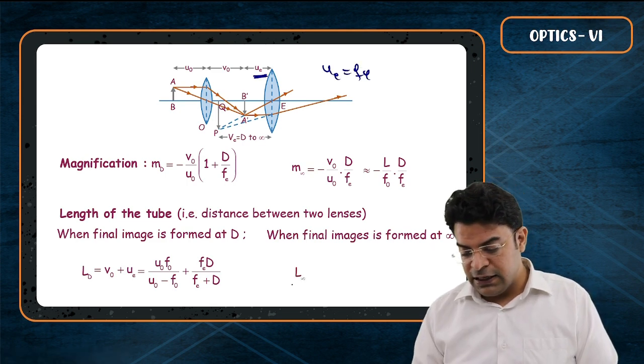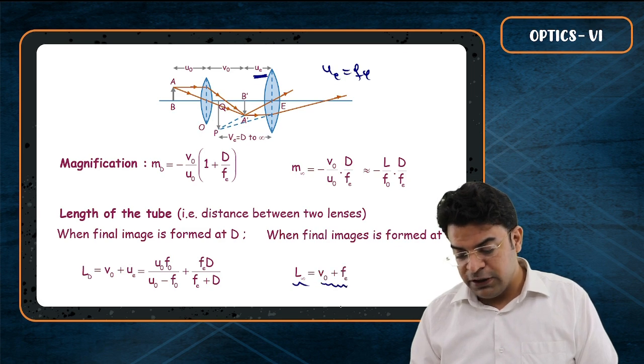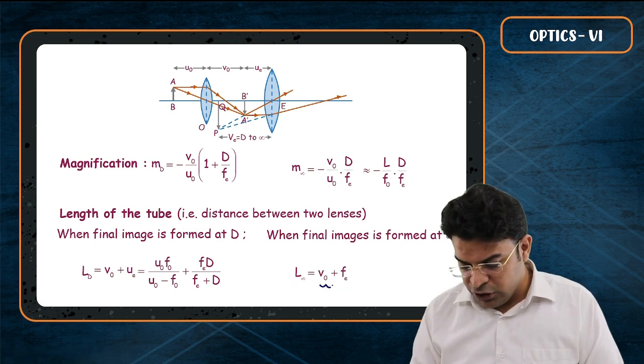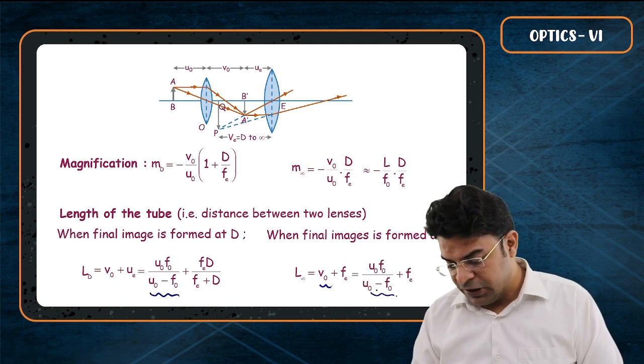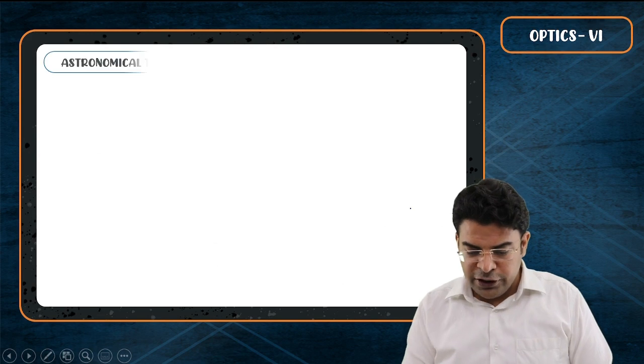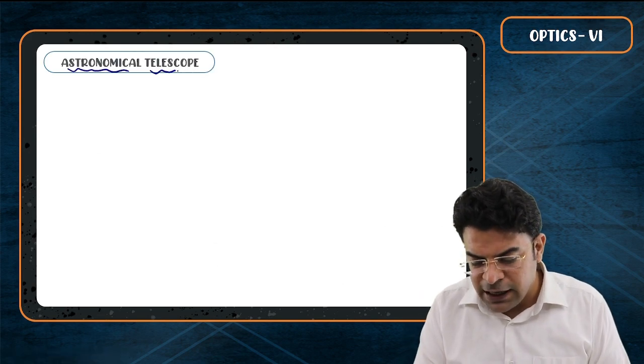And you will say that the length has to be nothing but V naught plus Fe. And in place of V naught, again, you can substitute U naught F naught upon U naught minus F naught plus Fe.